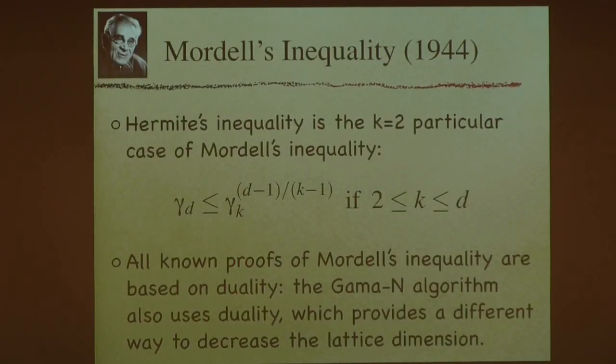So how does it work? First, you can see that Hermite's inequality is really just a particular case of Mordell's inequality, so it's not surprising that it uses something similar. The interesting thing is that all the known proofs of Mordell's inequality use duality at some point. So the algorithm that achieves this also uses duality. I'm not going to enter into details, but before I said LLL uses projection to reduce the dimension of a lattice; this algorithm uses duality to decrease the lattice dimension in a different way. But again, what is interesting is that the algorithms are connected to the mathematics. It's not something independent.